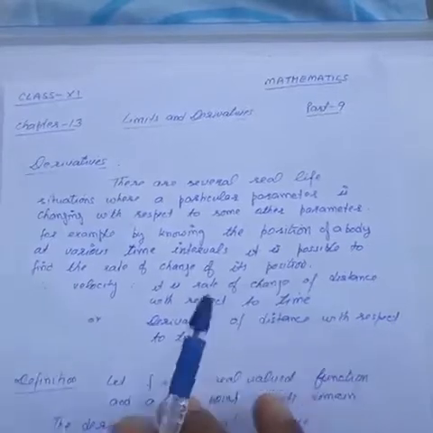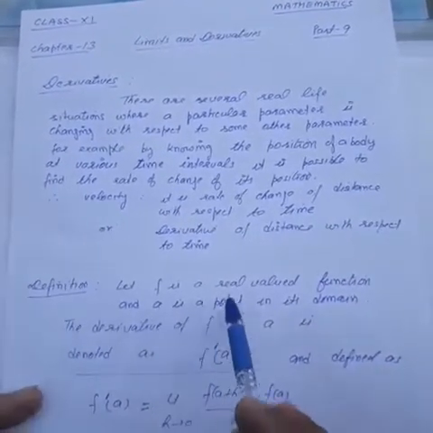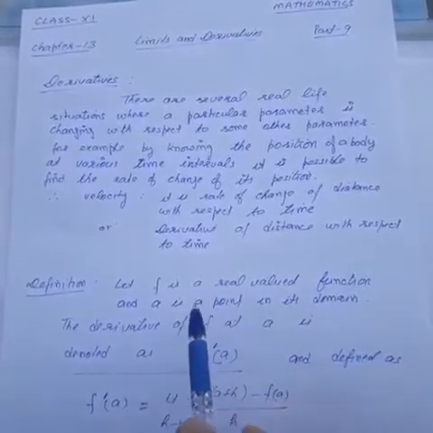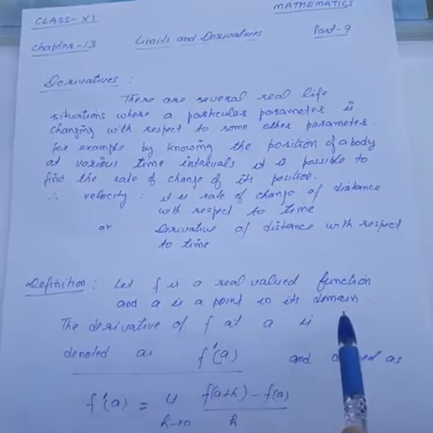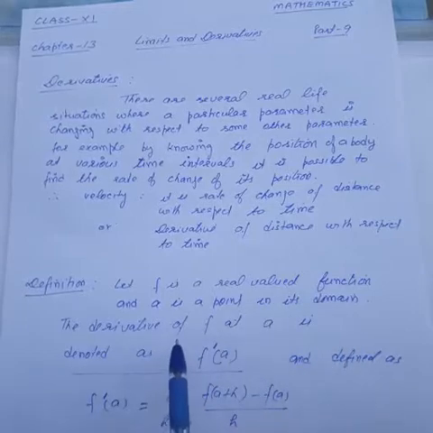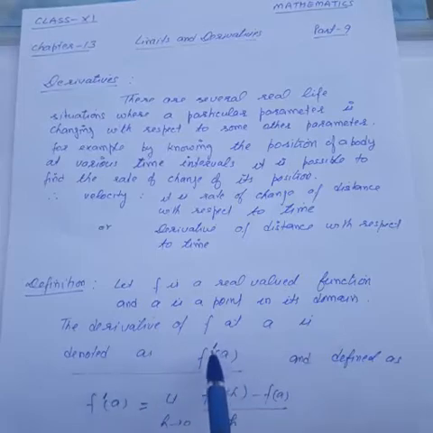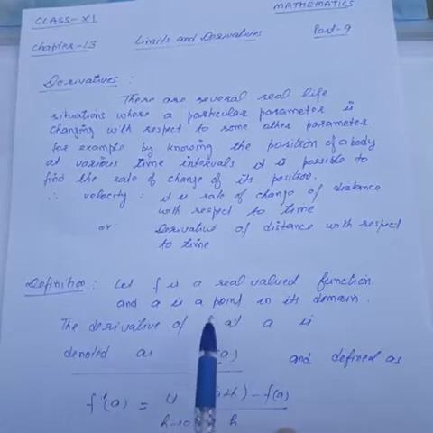So now what is the definition? If f is a real valued function whose domain is the set of real values and a is a point in its domain, the derivative of f at a is denoted by f dash a. So f dash of a is the derivative of f at a, where a is any particular point in the domain.